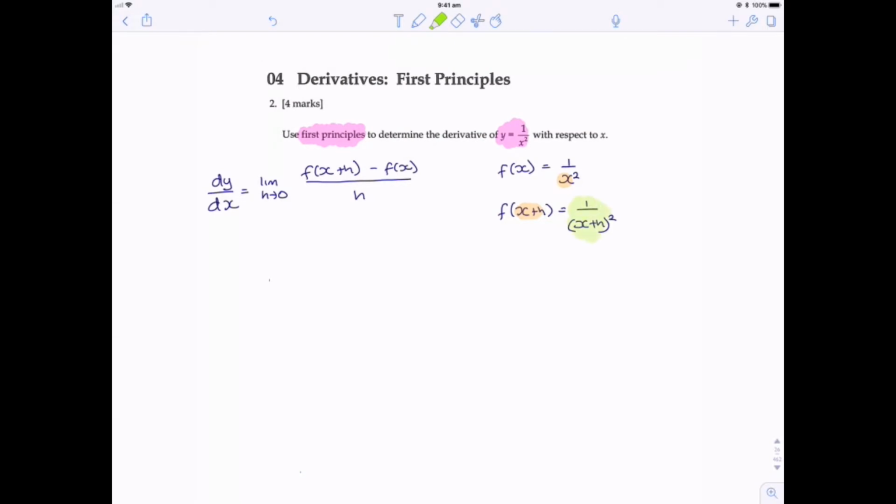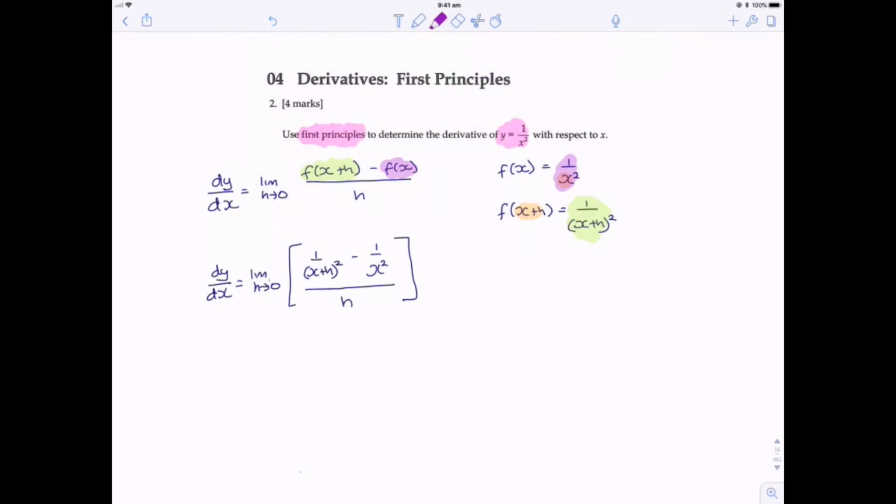Okay, now we have everything to sub in our formula. For f of x plus h, we're going to sub in that. For f of x, we're going to sub in this. Okay, so our derivative as h approaches 0 is f of x plus h, which in this case is 1 on x plus h squared, take away f of x, which is 1 on x squared, all over h.